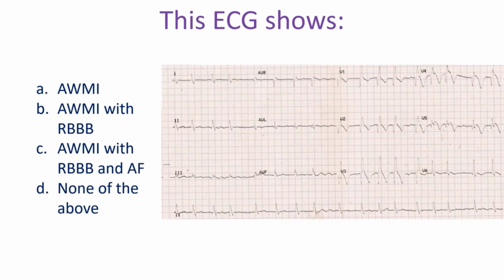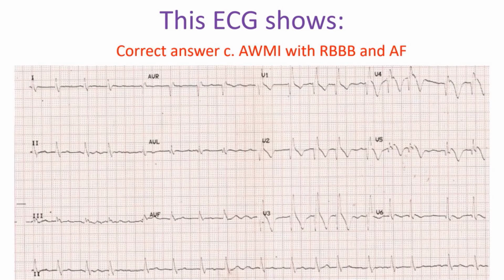This ECG shows A. Anterior wall infarction, B. Anterior wall infarction with right bundle branch block, C. Anterior wall infarction with RBBB and atrial fibrillation, D. None of the above. Correct answer C. Anterior wall infarction with RBBB and atrial fibrillation. The ECG has an irregular baseline with no regular P waves indicating atrial fibrillation. RSR prime pattern with T-wave inversion is visible in the anterior chest leads.